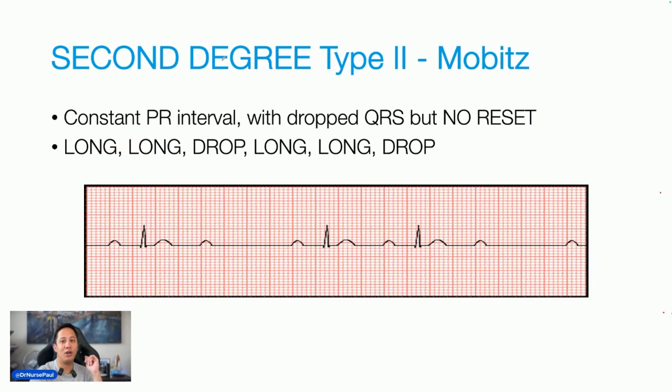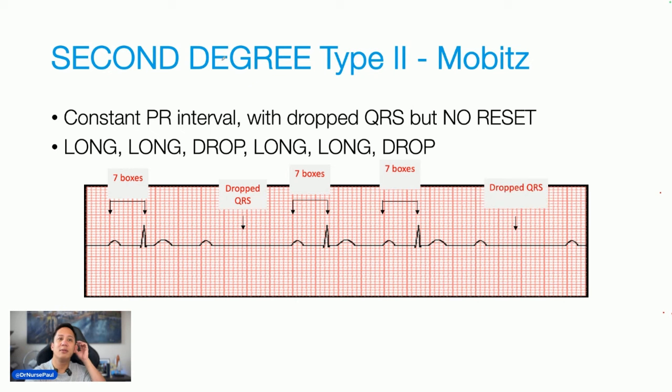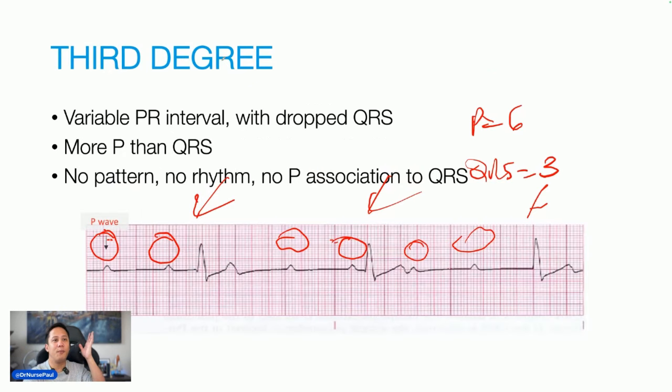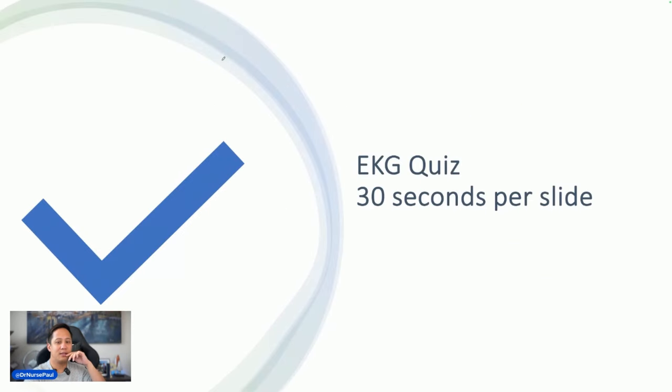This one is long, long, drop, long, long, drop. It's not like the other one that has a reset. This one doesn't reset. It just keeps going and going. That's type 2. Third degree, no pattern. More P's than QRS. It's all over the place, all right?